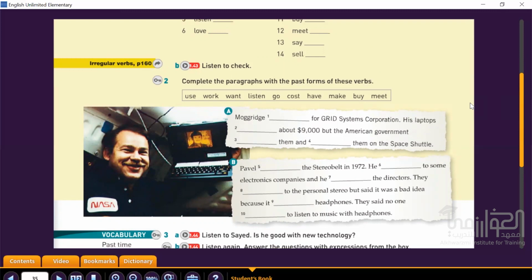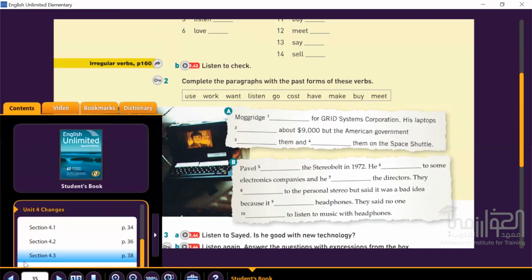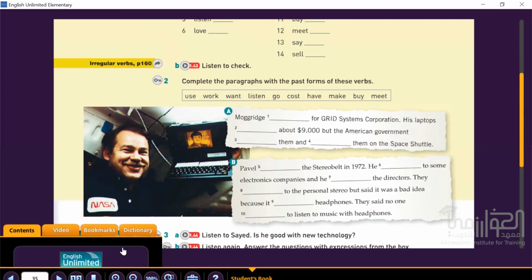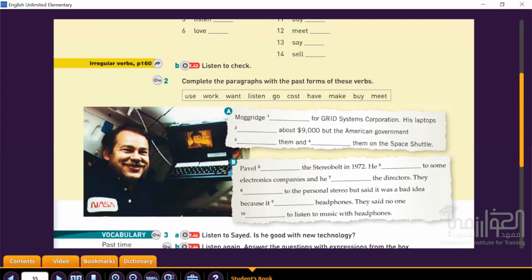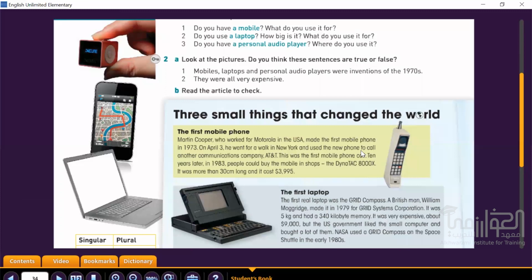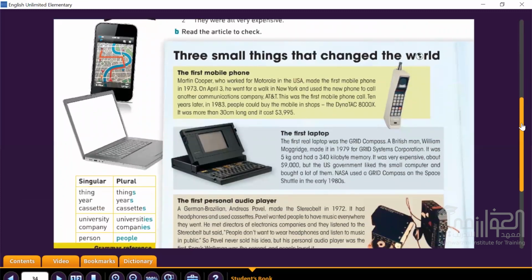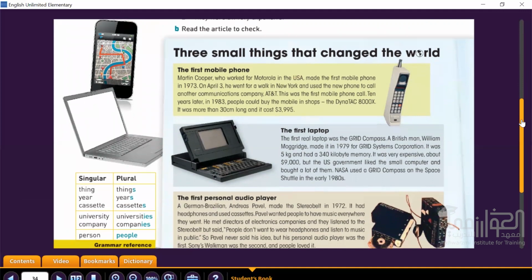The paragraph is taken from a previous reading. Let me see whether I can share the previous reading with you, so you can get your answers from it. Yes, so this is the reading. First, I want you to read this before you answer. I will give you a few minutes.